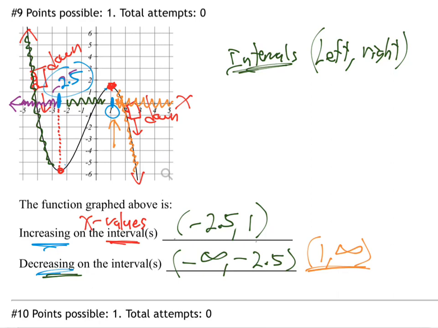So on the left edge and the right edge, it's going down as we go to the right. Down as we go to the right. And in the middle, it's going up as we go to the right. We're always going from left to right. Always parentheses, no brackets on those.